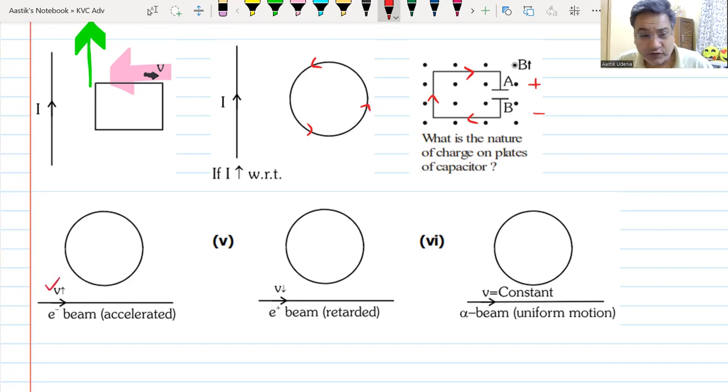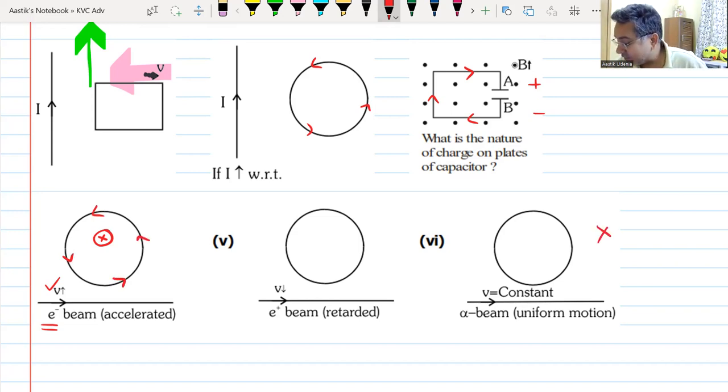Velocity is increasing. So what will happen? Remember, it's an electron beam. So what will be the direction of magnetic field? Is it inside or is it outside? Inside, sir. If it was a positive charge, then it will be outside, this will be inside, and the velocity is increasing, so the flux is increasing. You have to decrease it, yes or no? Yes, sir. To decrease it, it has to be in the anticlockwise sense.